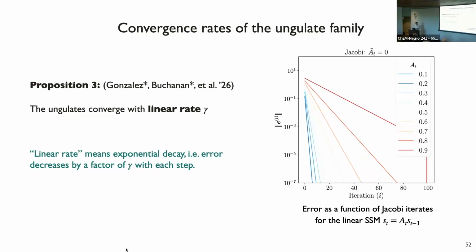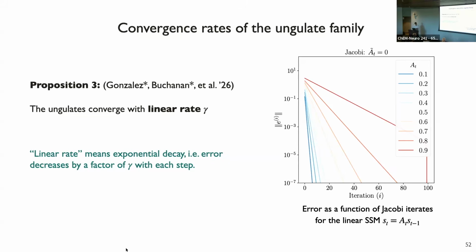When I plot the trajectory of the error, the different colors are different linear state space models. We get a line, which on a log plot is equivalent to exponential decay. So this is demonstrating that, for example, in this setting, Jacobi iteration really does have linear rates, and it's trying to illustrate what a linear rate is, what exponential decay is.